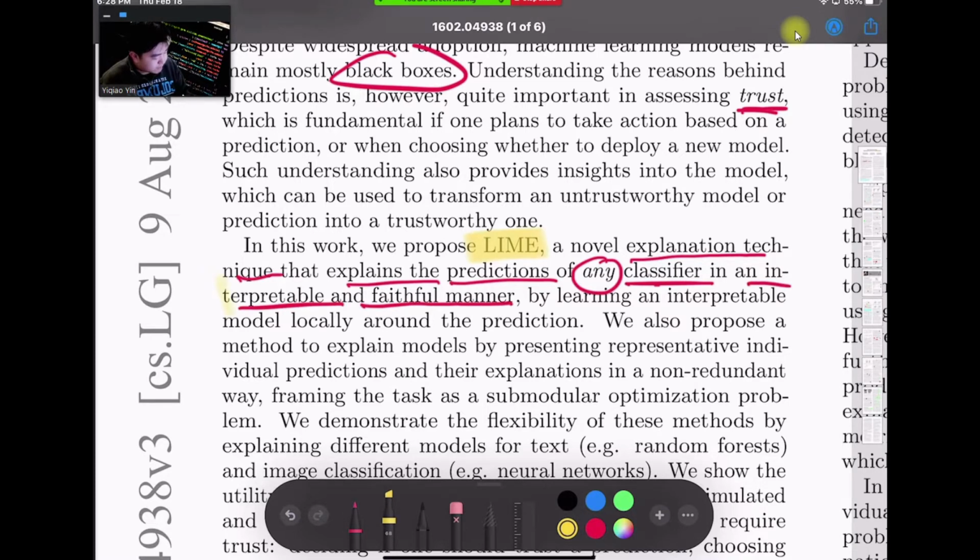So I think the keyword here is interpretable and faithful manner. Specifically, "by learning an interpretable model locally around the prediction." So there are a couple of things here to pay attention to. First is, as I said in the beginning, this methodology works for any classifier. So give me some black box model, maybe I don't really know what's going on in the model, but hey, that's okay. This proposed methodology, LIME, can maybe help us gain some insight into what's going on and how this black box model makes its prediction.